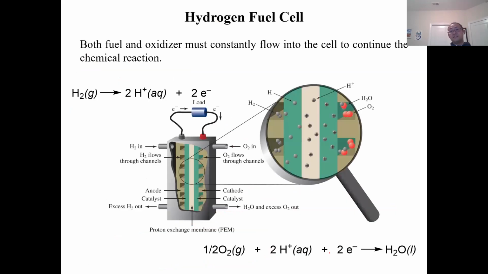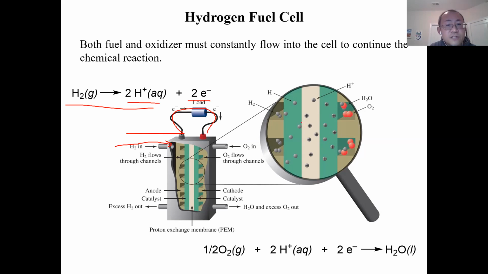Now, here is what it looks like for a hydrogen fuel cell. Again, hydrogen is fueled into the fuel cell. At the anode, hydrogen will lose electrons to turn into hydrogen ions and electrons. Of course, the electrons go through the external circuit to produce electricity. That's no surprise because it's a galvanic cell.